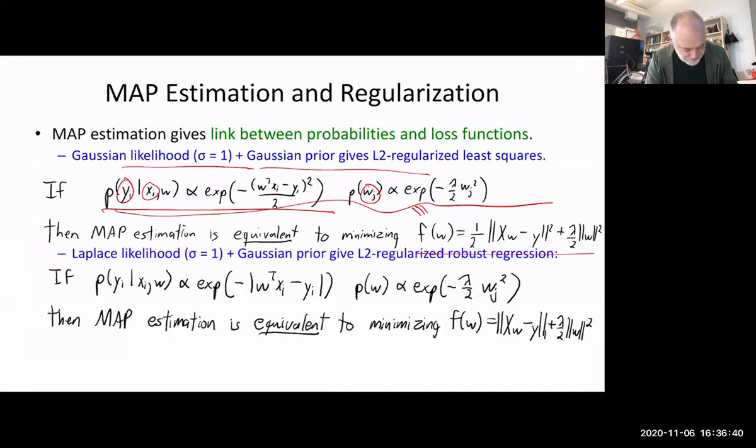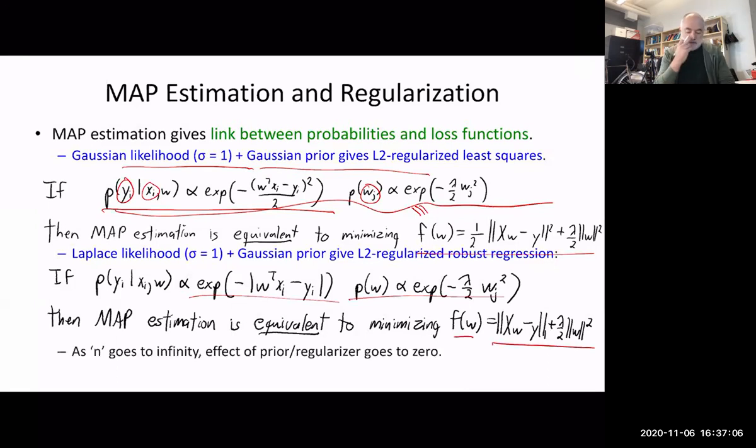The fun thing is, if we change the distributional assumptions about various parts, the likelihood or the prior, we get different things. If we make a Laplace distributional assumption about the output given the input, and a Gaussian assumption about the distribution of the parameters, then MAP estimation is equivalent to minimizing a loss function that looks like this, and that is robust regularized regression, right?